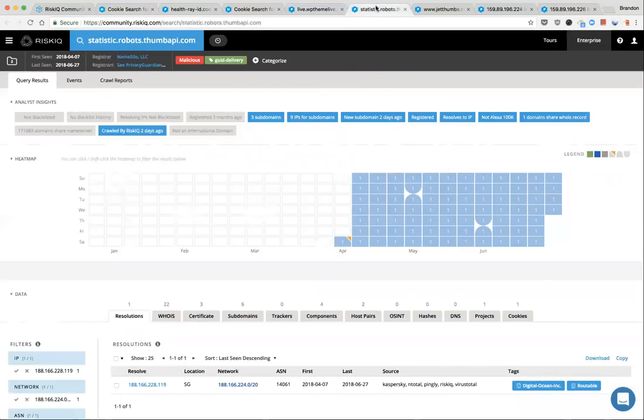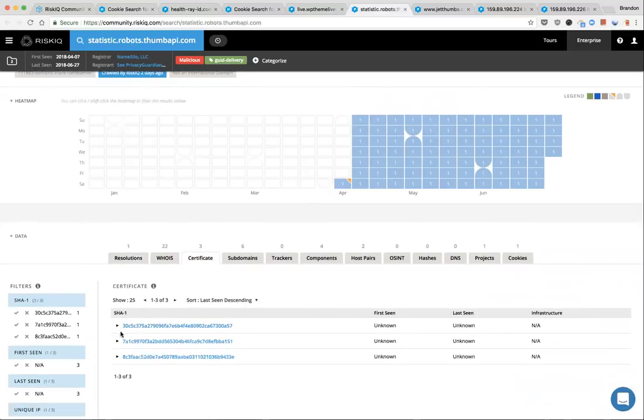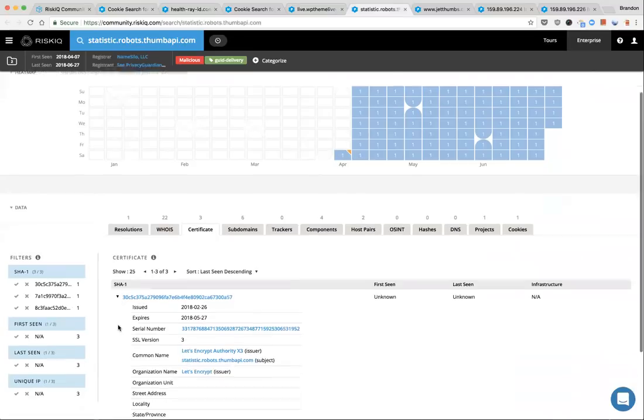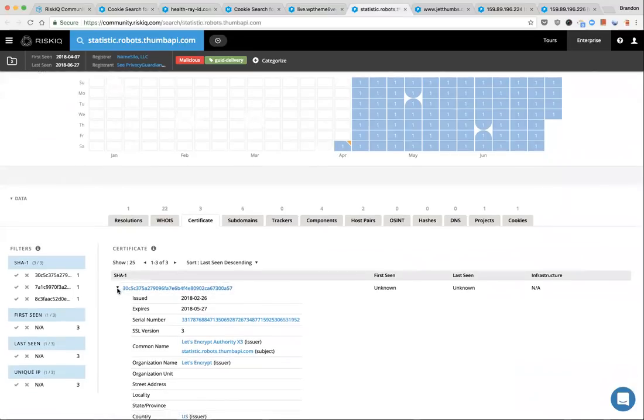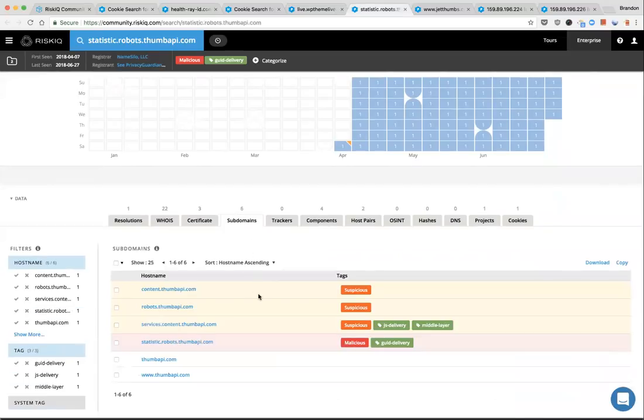But for now, we'll go over to this statistic.robots.thumb API. Again, another IP address here based out of Singapore. DigitalOcean seems to be the favored virtual server provider by these actors. Again, looking here on the certificate tab, we got another Let's Encrypt certificate, a number of them that are associated with the infrastructure. We have some other subdomains that have previous themes or overlap with what we had seen previously.